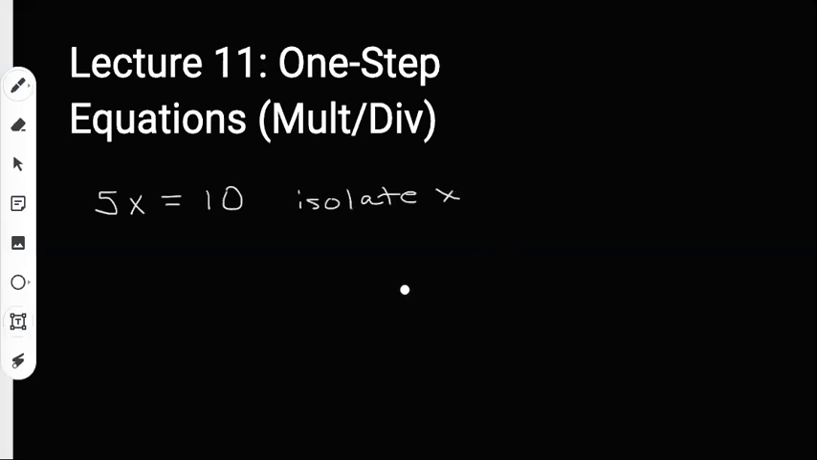Well, we do the opposite of what we see. As you can see over here on the left side, I have 5 times x. So we're multiplying 5 by x to get 10. So what's the opposite of multiplying? It's going to be dividing, right? So we're going to do the opposite operation from multiplying.